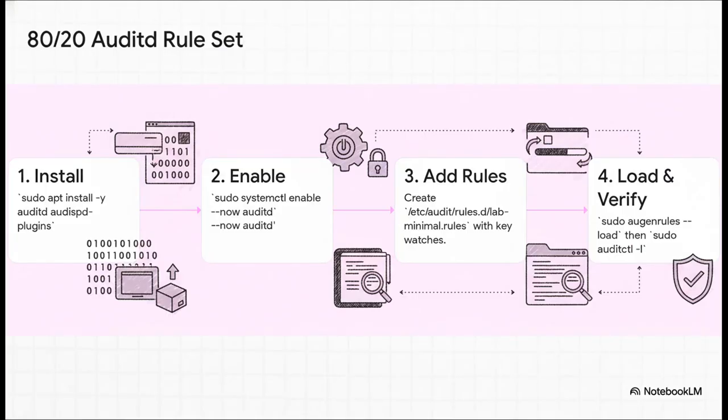So here's your copy-paste starter pack. You install it, you enable it, and then you create a tiny little rules file that targets only those high-value events we just talked about. The absolute key here is that last command, augenrules --load. That's what makes sure your rules stick around after a reboot.